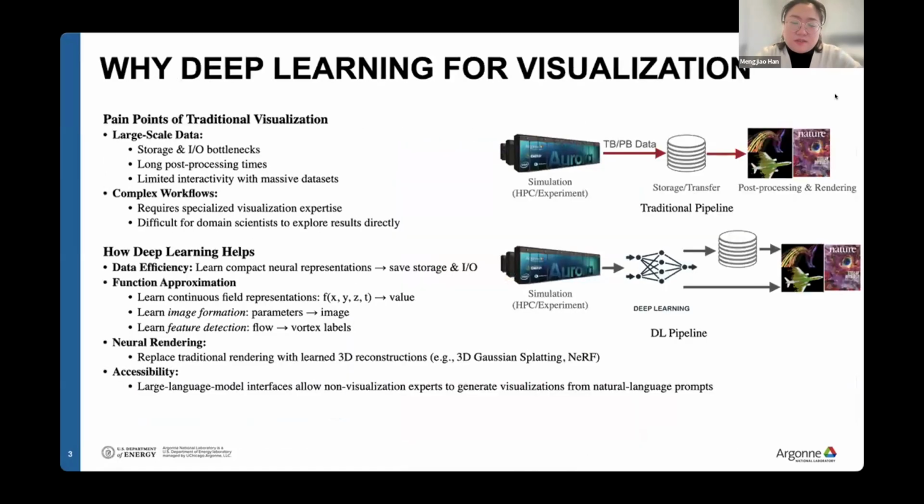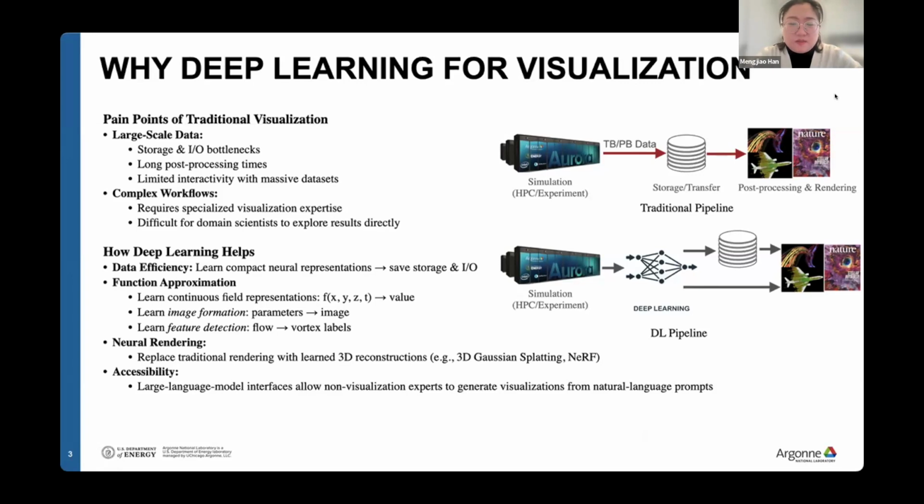So the main challenges today are scale and complexity. Scientific simulations can now produce terabytes to petabytes of data, far too large to easily move, store, or visualize interactively. Traditional pipelines require reading all the data, rendering it, and then analysis, which is both slow and computationally intensive. On top of that, many visualization tools require specialized expertise.